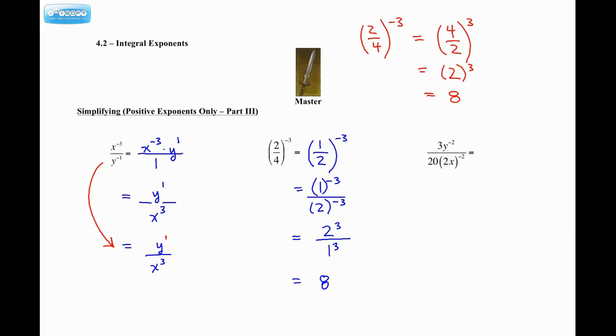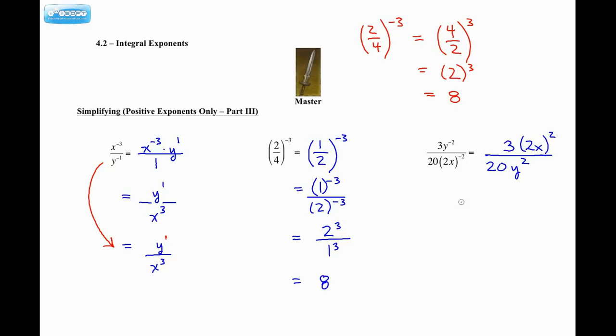Let's try another one. So I have a bunch of negative exponents in both the numerator and the denominator, and numbers everywhere else. So 3 over 20, I can't reduce that, so I'm stuck there. This has a negative exponent, so does this. Again, watch your brackets. So I'm just going to shift around everything that I need. This 20 is still there. This y to the negative 2, that can come down here. And then the 2x to the negative 2 can go up here. And there we go.